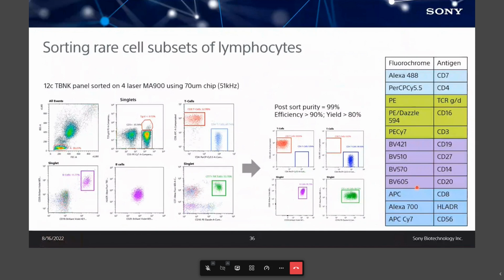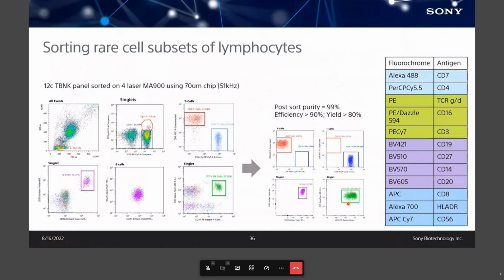The second application we want to talk about is immunophenotyping. So this is an example of a 12-color TBNK panel where we've not only identified these rarer T gamma delta cells, but we've also been able to sort out the T cells, the B cells, and the NK cells with a very high post-sort purity, efficiency, and yield. And this is at a pretty high speed using the 70 micron chip.